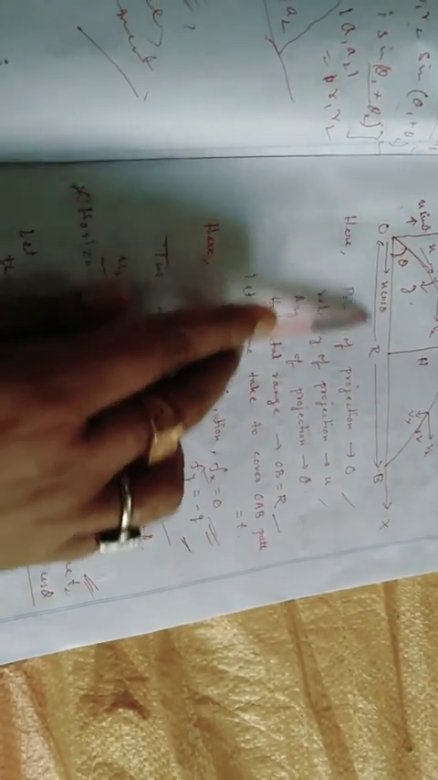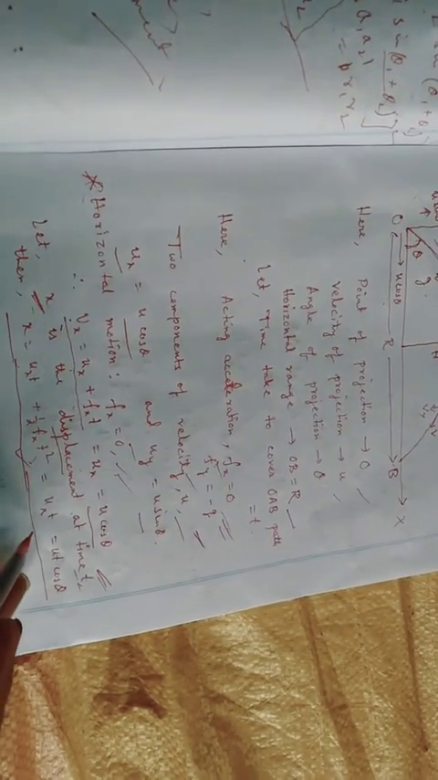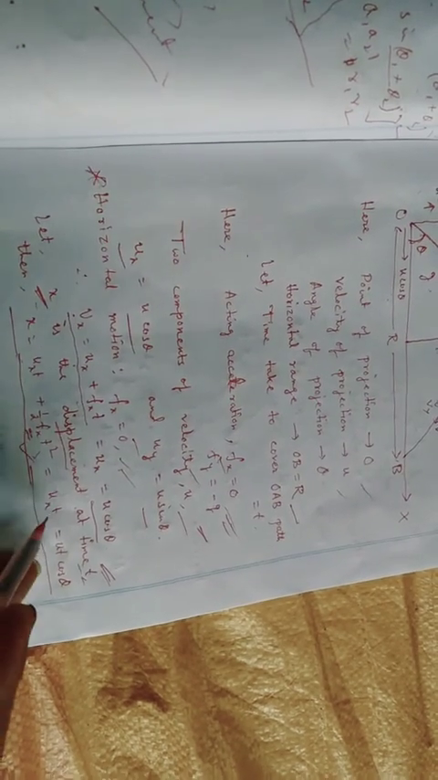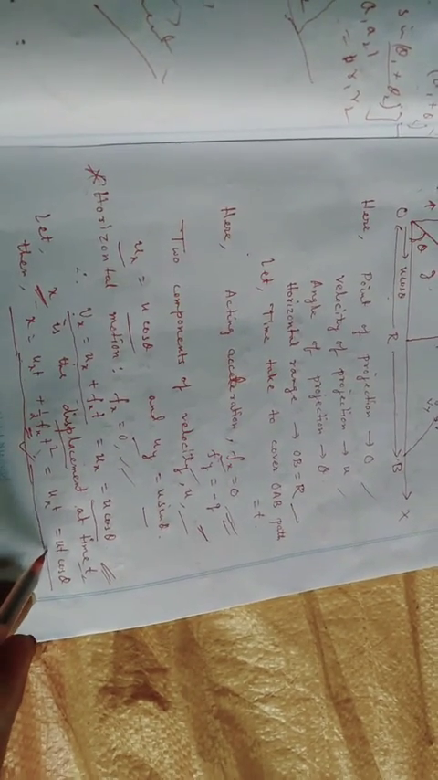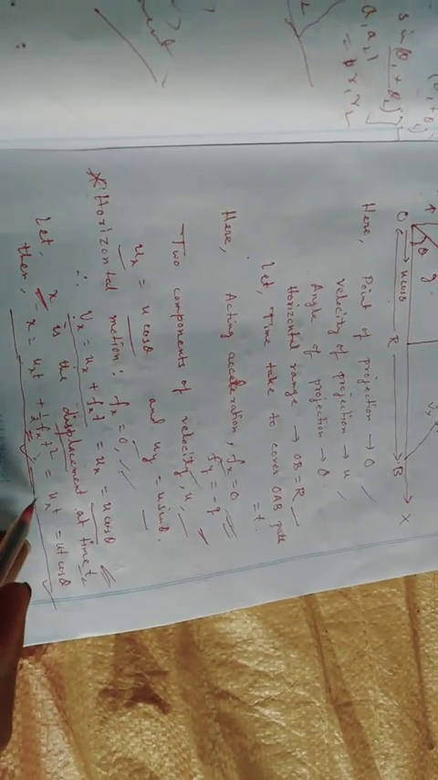Now let x be the displacement at time t, the distance the particle travels horizontally. If x is the displacement after time t, then x is equal to the initial velocity ux t plus half fx t square, again the formula of motion. Since fx is equal to 0, it will be ux t, or u t cos theta, putting ux equal to u cos theta. So this is the horizontal motion.